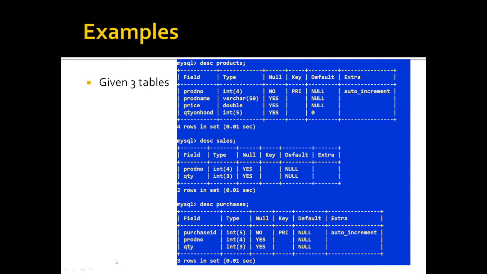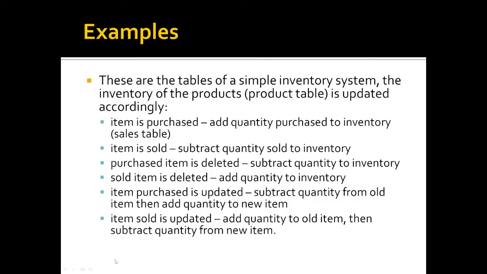So let's proceed with our slide. Then examples. The tables that I've shown you are the tables of a simple inventory system. The inventory of the products, which is in our products table, is updated accordingly. So when items are purchased, we add the quantity purchased to the inventory.